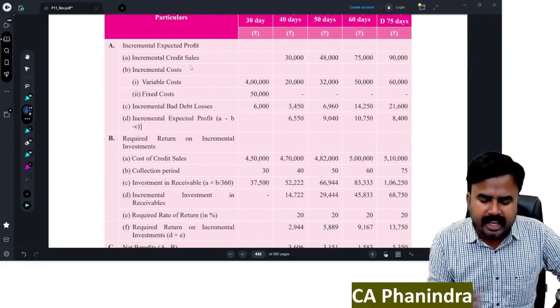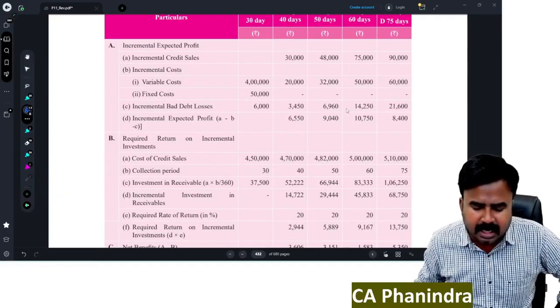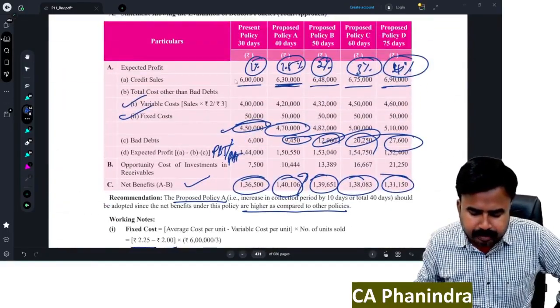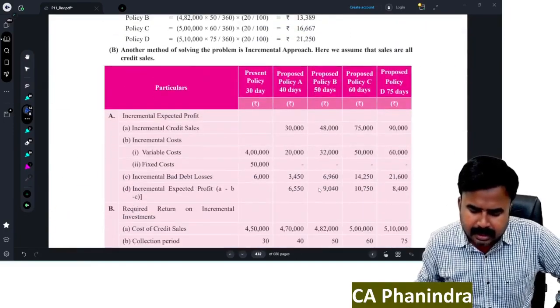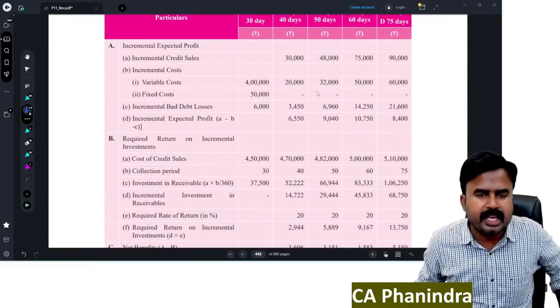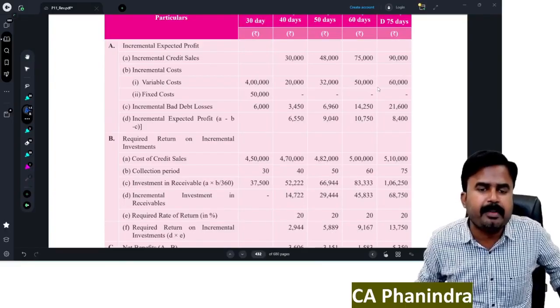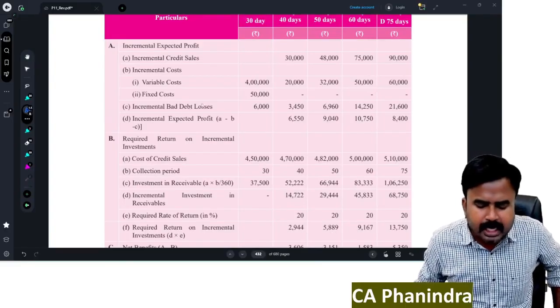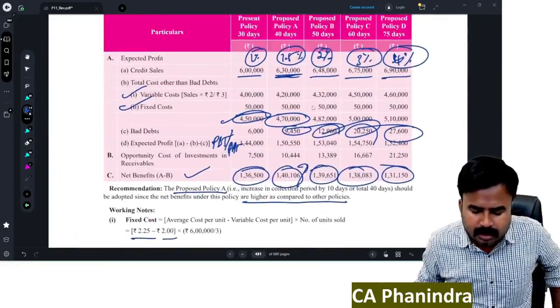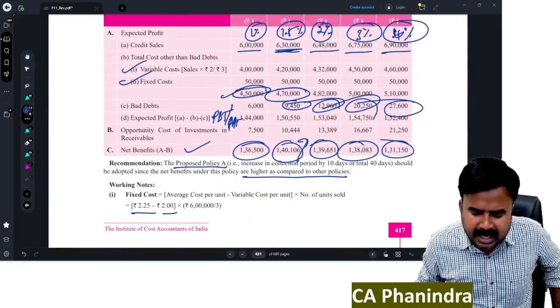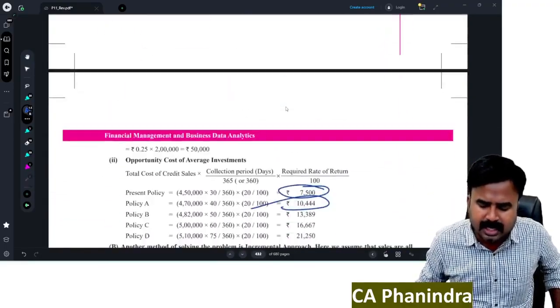Now, incremental variable cost. Simple. Take the variable cost, incremental variable cost, additional variable cost. Look at the numbers: 20,000, 32,000, 50,000, 60,000. Yes. And then finally, fixed cost. No incremental fixed cost is applicable here because everywhere my fixed cost is 50,000 only. Incremental bad debts. Yes. For the first policy, option A, bad debts 9,450 minus 6,000, that is 3,450.